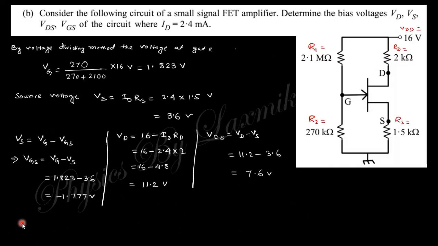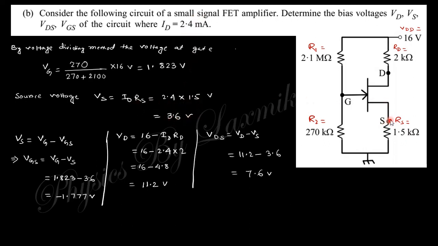Next question. Consider the following circuit of the FET amplifier; determine VD, that is the voltage at drain, the voltage at source, VDS, and VGS. So VG, that is the voltage at gate, is nothing but the potential division: 270, which is this one across this one, by total resistance into 16 volt, which is 1.832 volt. So the voltage at gate is like that. The source voltage is nothing but ID into RS, this resistance into the current through this FET. ID is given here, RS is also given, so 3.6 volt.